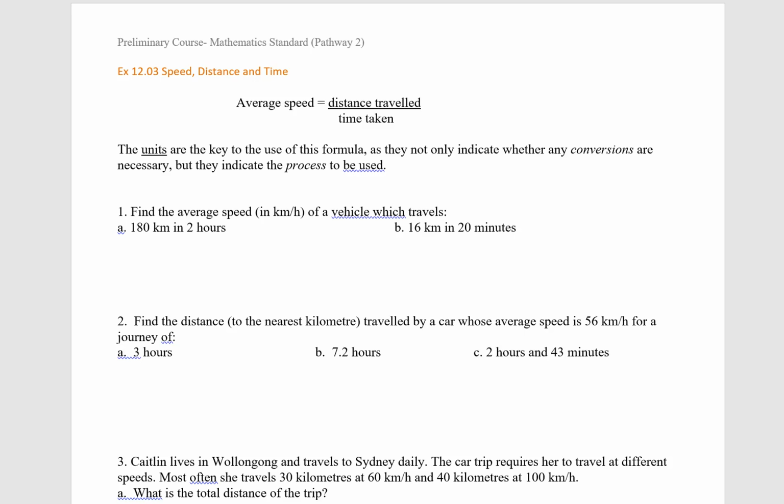In exercise 1203, you will see the formula and use the formula. Average speed is distance travelled divided by time taken. Now, if I write that using our mathematical symbols, you'll probably use S for speed and D for distance travelled, and T for time.